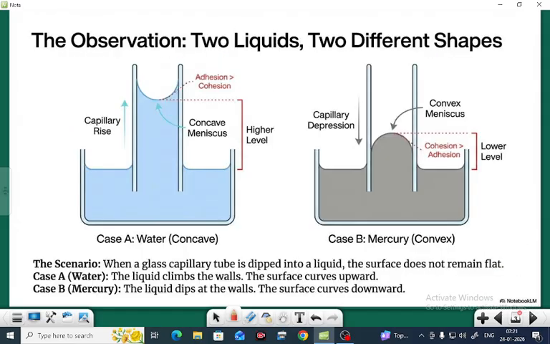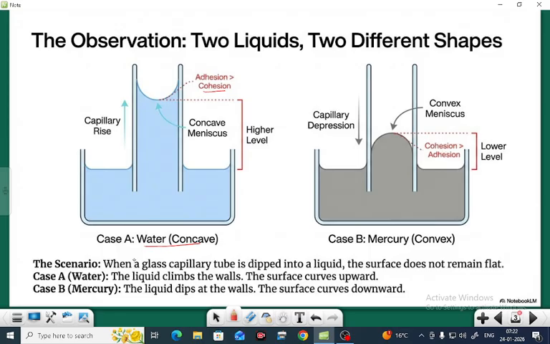Next important thing is the observation: two liquids, two different shapes. Here you see the case of water. It is a concave meniscus, because the force of adhesion is greater than the force of cohesion, and there is a capillary rise. This is a convex meniscus. Here we get cohesion forces greater than adhesion.